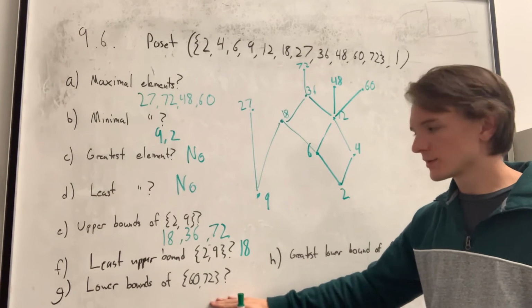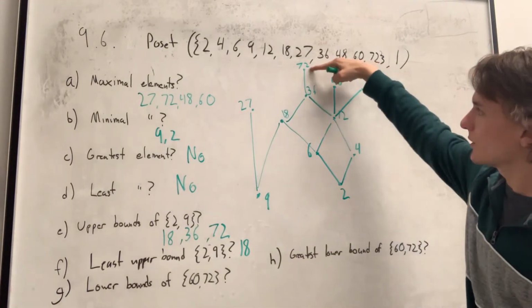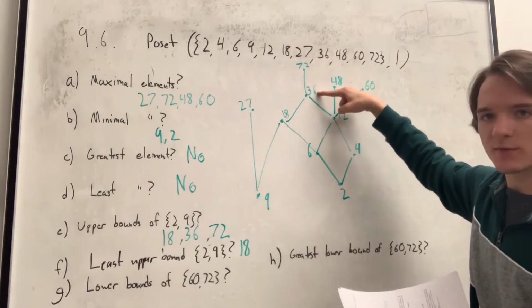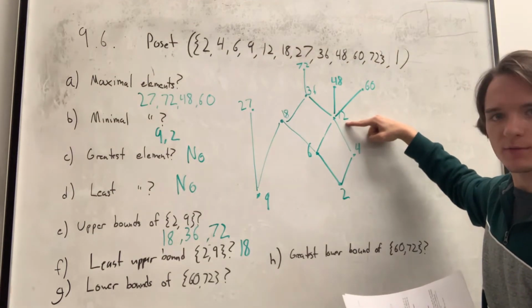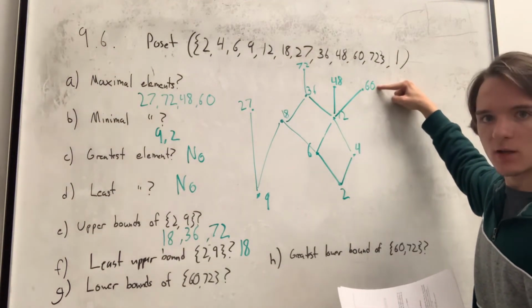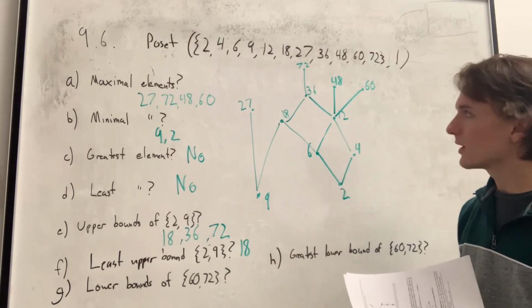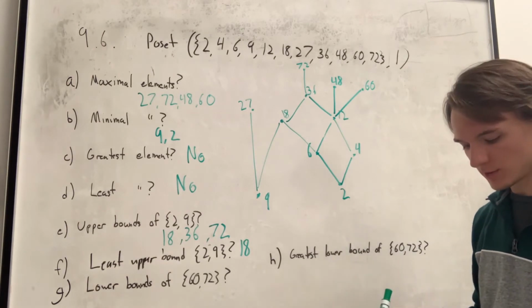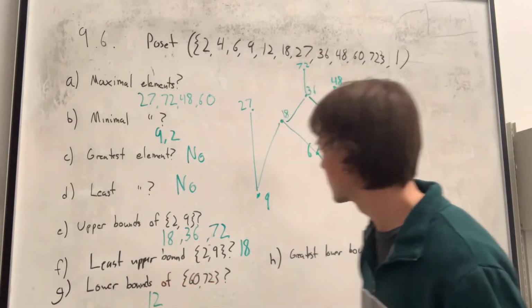What are the lower bounds of 60, 72? Well, here's 60 and here's 72. It's the same thing but in reverse. We go down from 72 and down from 36 to get to 12. Starting at 60, we go down once to get to 12. So therefore, 12 is one lower bound of 60, 72.